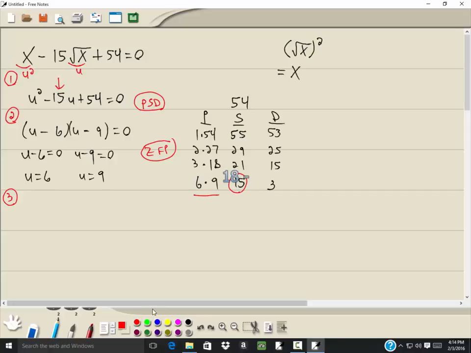Step 3. Plug u equals blank back in and solve for x. Whatever you said u was right up here, this middle part is always what we're going to plug back in. So we're going to put the square root of x in for the u. So we got square root of x is equal to 6, and we got square root of x is equal to 9. Now to solve for x, these are radical equations, and we'll square both sides.